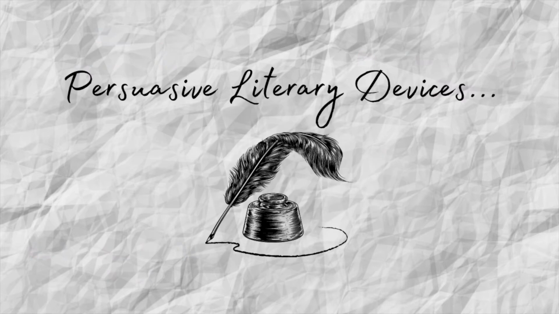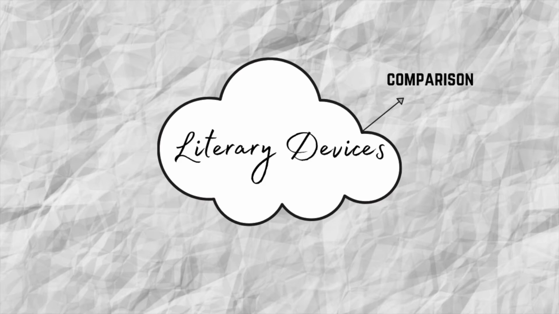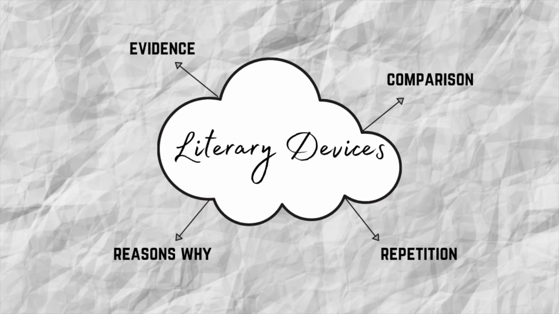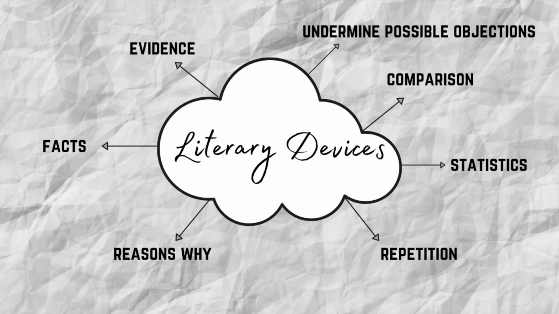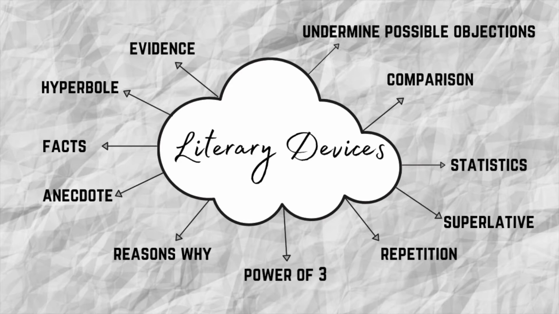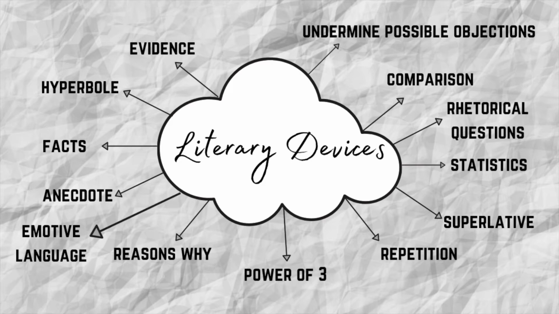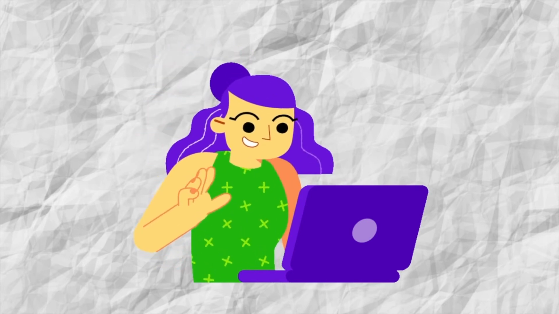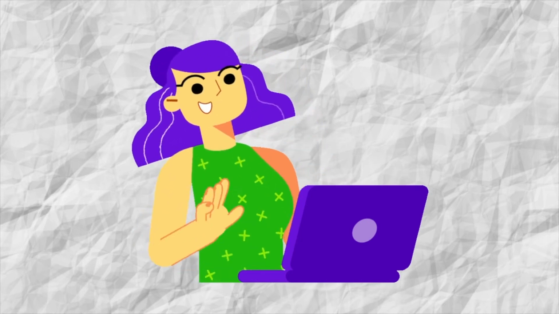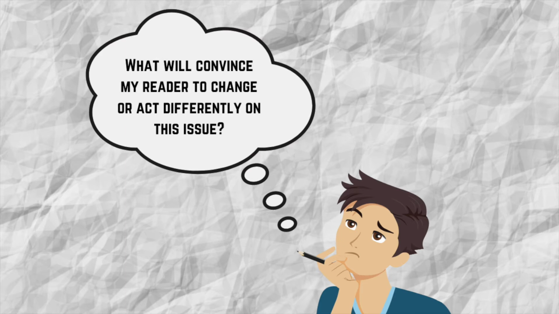Thirdly, write down a list of persuasive literary devices. Here are some you might use: comparison, repetition, reasons why, evidence, facts, statistics, undermining possible objections, anecdotes, power of three, hyperbole, superlative, rhetorical questions, and emotive language. You can use this as a checklist to tick off as you go along. Then quickly brainstorm all of the points you can think of to persuade your target audience. Ask yourself, what will convince my reader to change or act differently on this issue?